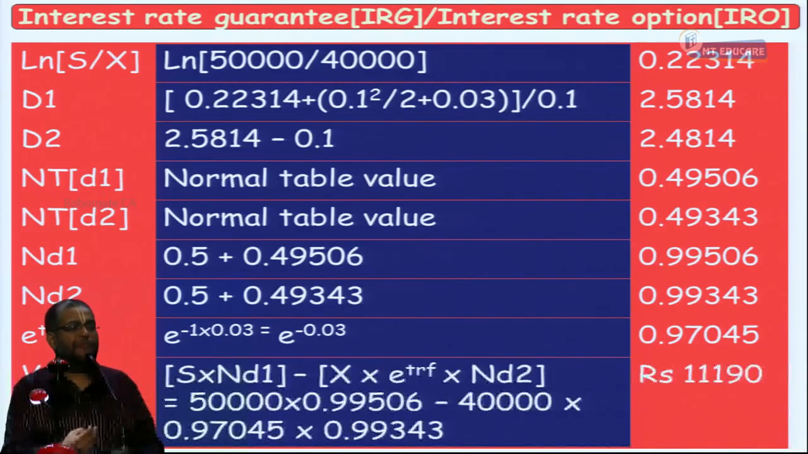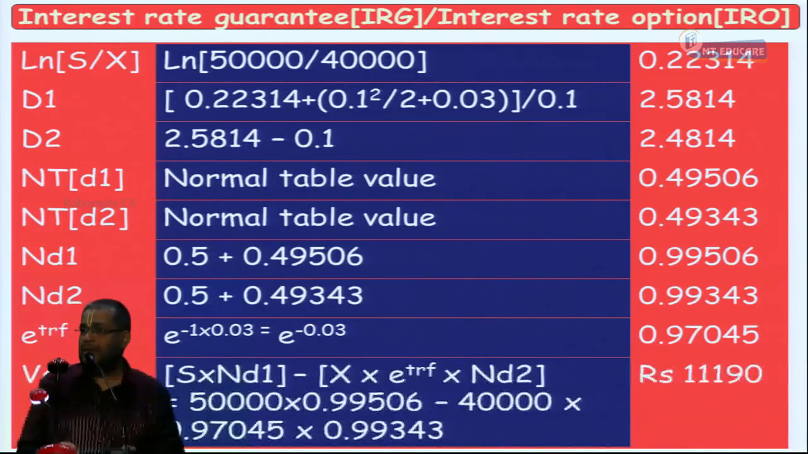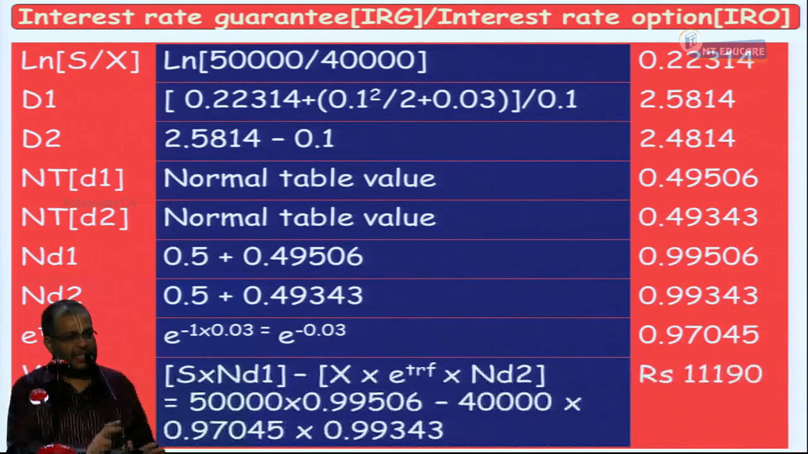They did not tell me the reference rate. If they had told me, I would include the LIBOR call, etc. Since they did not tell, I just ignore it. So this is how we should value calls. For puts, nothing different, same thing, only 2 more steps extra: N minus D1 and N minus D2, that is 1 minus ND1 and 1 minus ND2. Then the value of the put is X into e power minus TRF into N minus D2 minus S into N minus D1. Does everybody have the clarity or not?